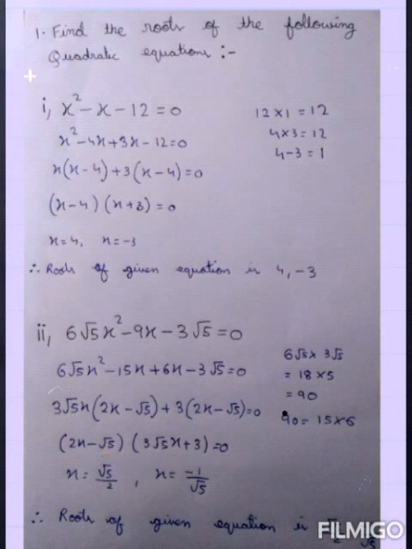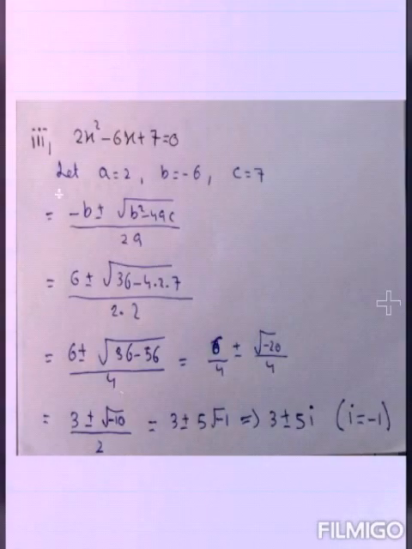3 equal to 0. Then x is equal to, moving minus root 5 towards the right side, it becomes plus root 5, and x is equal to root 5 by 2, and likewise x is equal to minus 1 by root 5. Therefore, the roots of the given equation are root 5 by 2 comma minus 1 by root 5. So moving into the next sum, 2x square minus 6x plus 7 equal to 0.